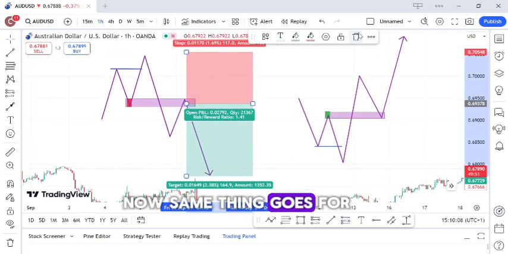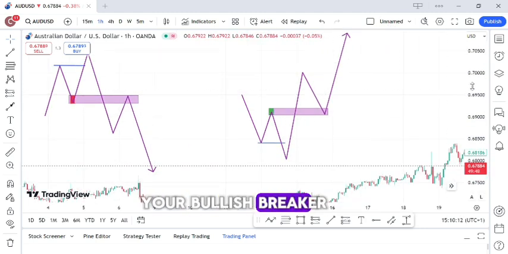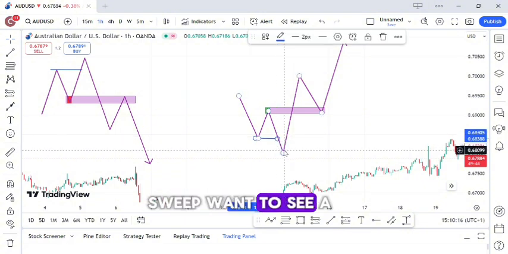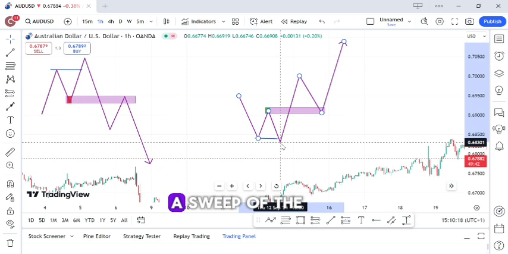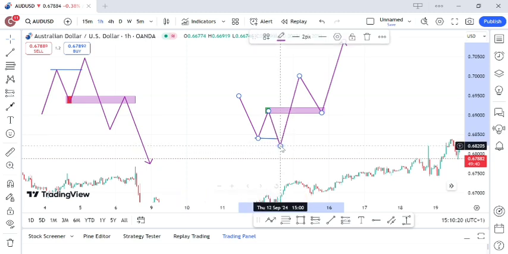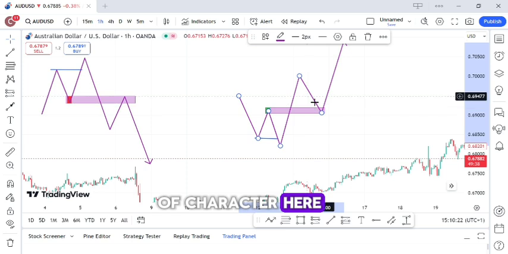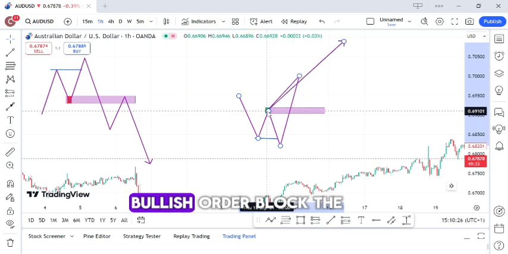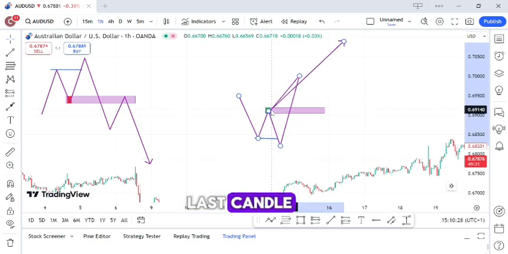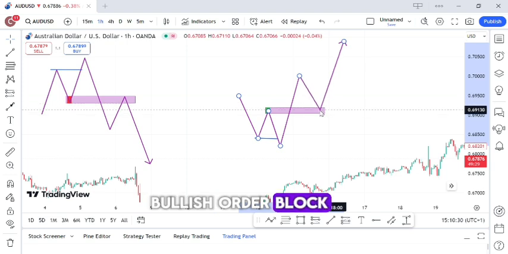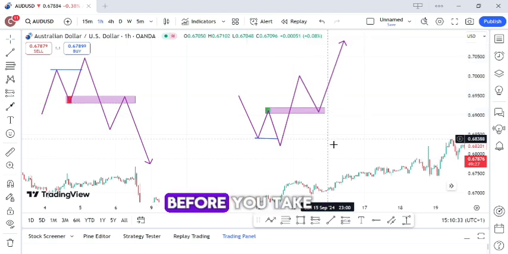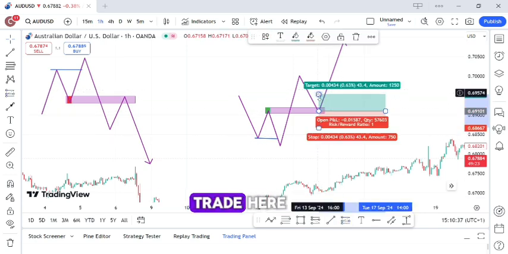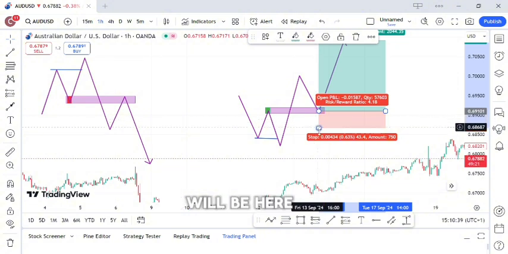Now same thing goes for the bullish breaker block. You want to see a sweep here, a sweep of the old low, and then a change of character here, and then you wait for price to come back to this bullish order block. The last candle there is actually the bullish order block. So you want price to come back to it before you take your trade, and your stop loss will be here.